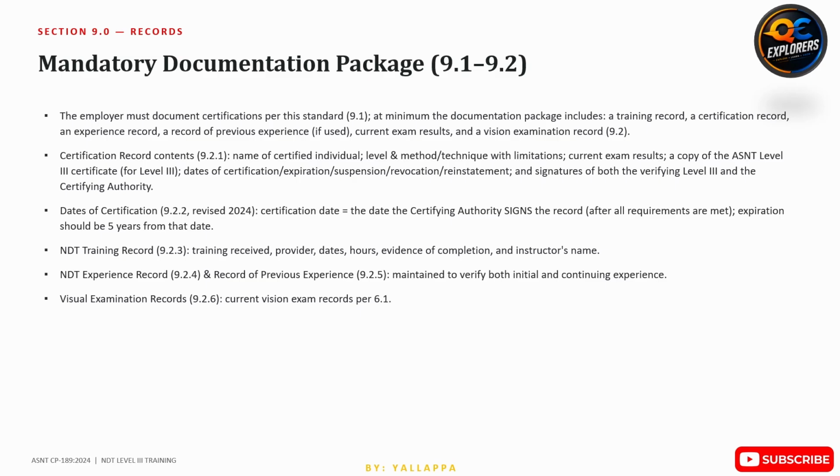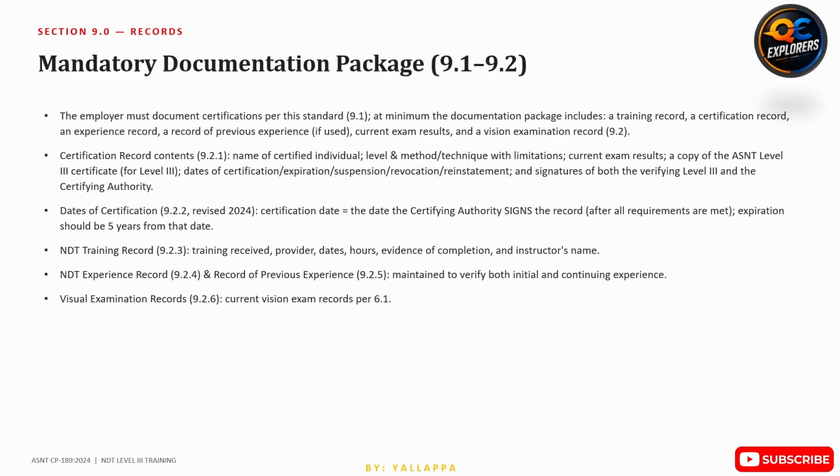The certification record is the primary document. It must contain the individual's name, certification level, method or technique, any applicable limitations, examination results, certification and expiration dates, and when applicable, suspension, revocation, or reinstatement dates. For Level 3 personnel, a copy of the current ASNT Level 3 certificate must also be maintained. Finally, the record must be signed by both the verifying Level 3 and the certifying authority.